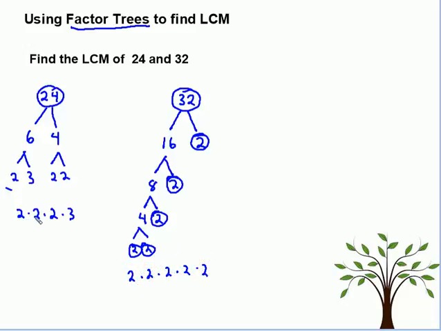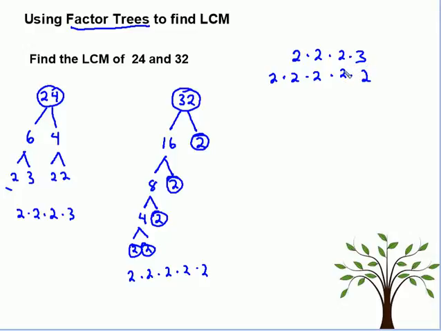And we can check that to be sure. 2 times 2 is 4, times 2 is 8, times 3 is 24. 2 times 2 is 4, times 2 is 8, times 2 is 16, times 2 is 32. So once again, let's put these on top of each other and see what we can figure out. 2 times 2 times 2 times 3, and 2 times 2 times 2 times 2 times 2.